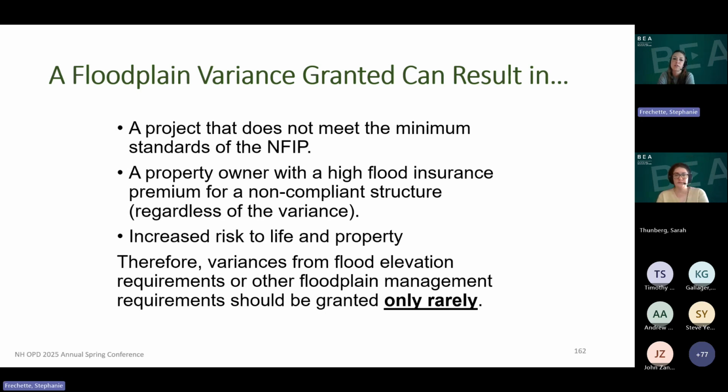Things to be aware of is that granting a variance can result in a project that doesn't meet the minimum standard of the NFIP. It can result in a property owner with a flood insurance premium for a non-compliant structure because the variance is not a consideration when it comes to the insurance premium. It can result in a risk to life and property, and therefore variances from flood elevation requirements or other floodplain management requirements should be granted only rarely. There's only unique situations and circumstances when it should be granted. So we just want to make you aware of the variance criteria later on for if you do need to grant one.